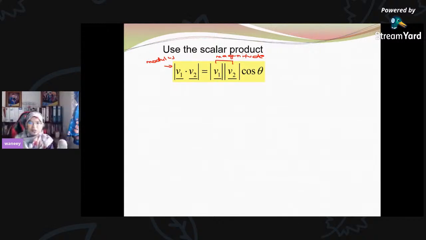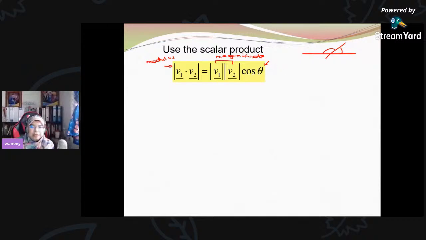Those vertical bars on the left hand side are the modulus. That means if I know the value of V1 dot V2, I want only the positive value, because if we have two vectors, we can get either an acute angle or an obtuse angle. I want it to always be the acute angle. So I put a modulus sign, an absolute value, so that the value is always positive. On the right hand side is the magnitude. We calculate the magnitude of V1 and the magnitude of V2, and multiply them with cos theta, where theta is the angle between V1 and V2, which is what we want to find.